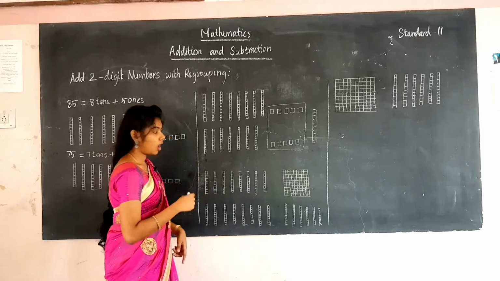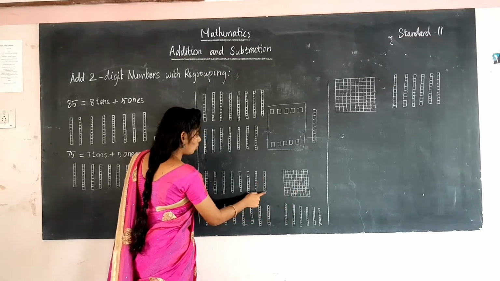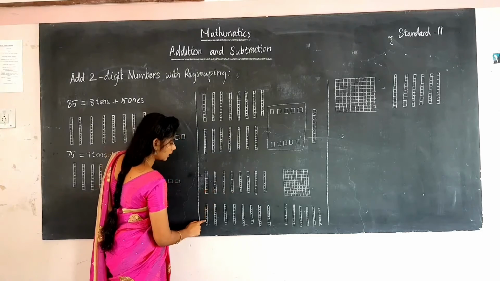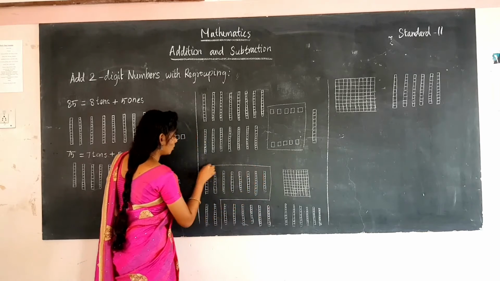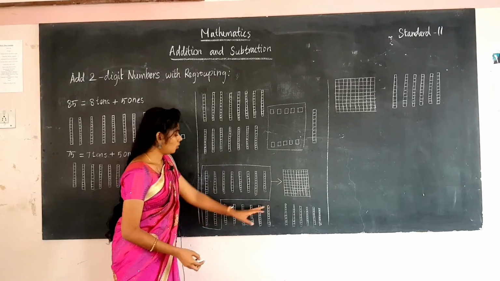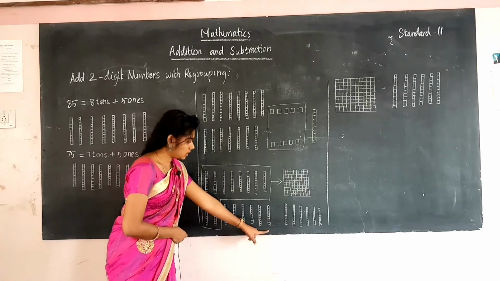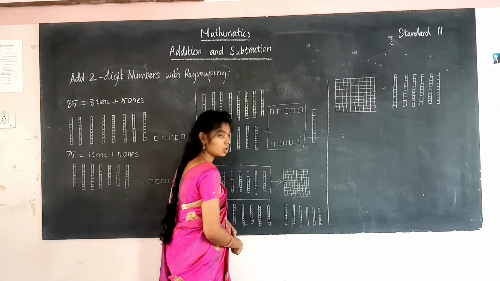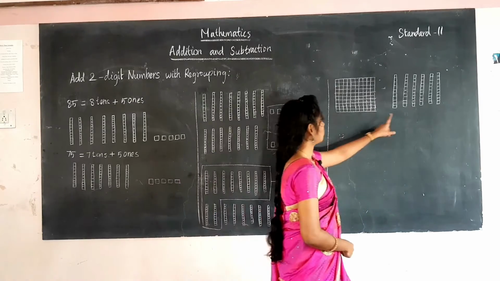So you all know how a block can be formed: with 10 rods, 1 block is formed. See here 1, 2, 3, 4, 5, 6, 7, 8, 9, 10. Till this we can take 10 rods, which form 1 block. Now the remaining, how many rods are there? 1, 2, 3, 4, 5, 6. There are 6 rods here. That is what I have represented here. So 1 block is there and here 6 rods are there. That is what I have written here.